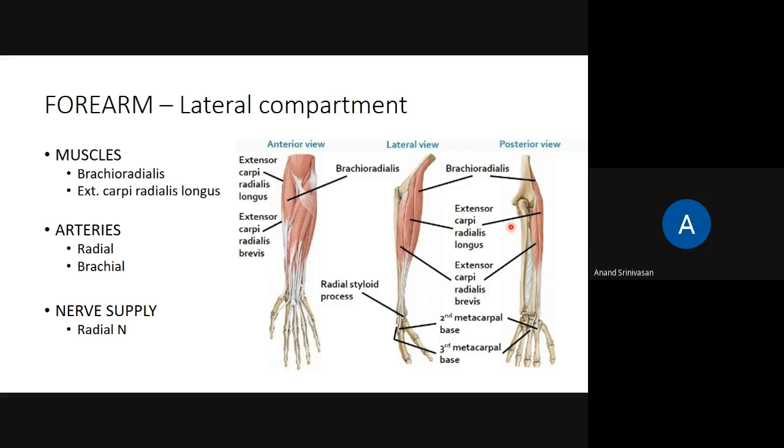If there is only one muscle like extensor carpi radialis, we will just stop at that. We will not say longus and brevis. But when there are two muscles originating from the same point or getting inserted at the same point, and one has a long tendon, we call them longus and brevis. So these are the two muscles present in the lateral compartment: brachioradialis and extensor carpi radialis longus. The branches from the radial as well as the brachial arteries come here, and these muscles are supplied by the radial nerve.